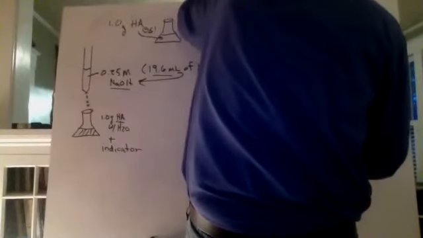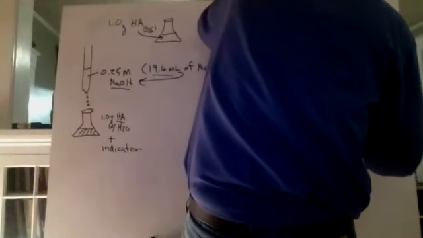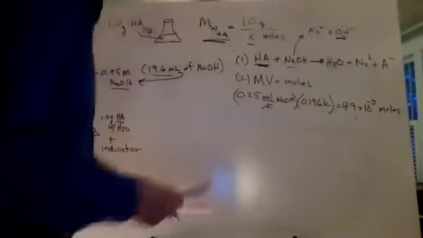And the number of moles is 4.9 times 10 to the negative 3 moles. Okay, and that's moles of NaOH.